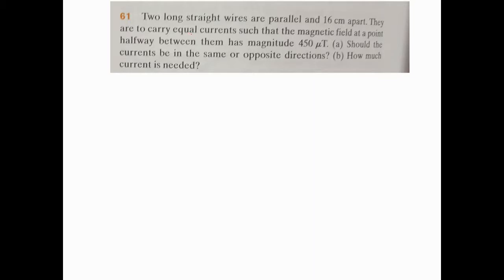So what is given here, my dear? Two long straight wires are parallel. That means I have 2 wires. So this is my wire 1. And these 2 wires are parallel. That means I have another wire. Two parallel wires, and these are separated 16 centimeter. What's the distance between the 2 wires, my dear? 16 centimeters. Very good.